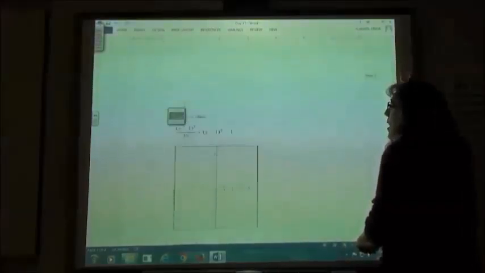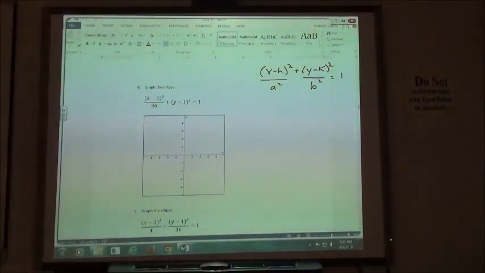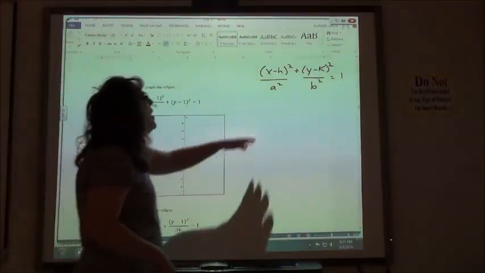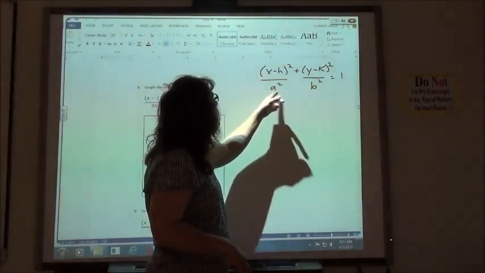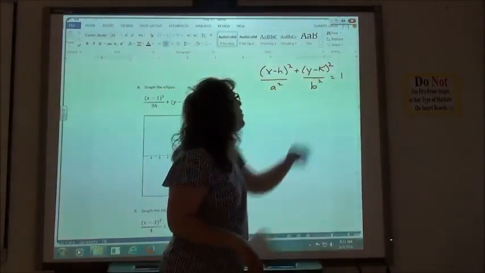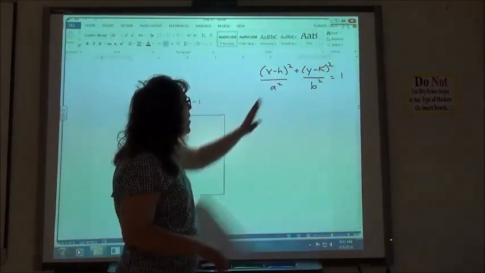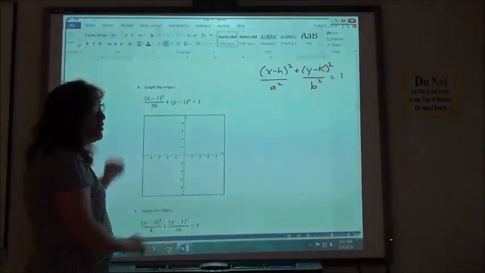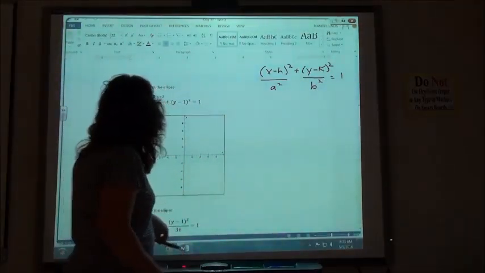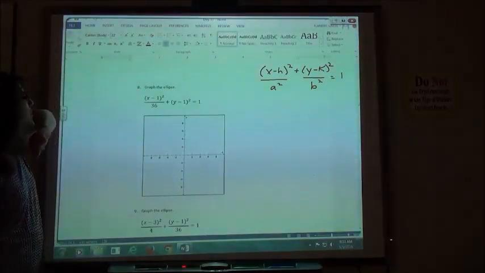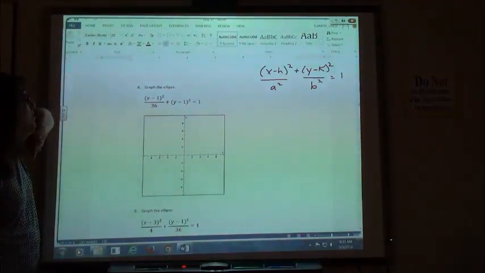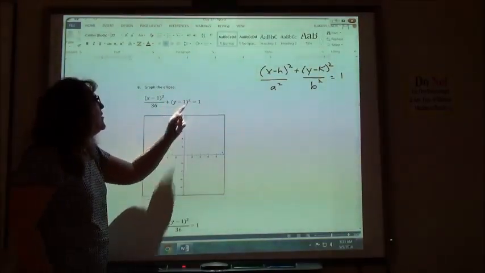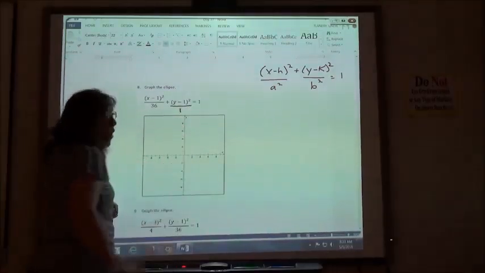Okay, so on number 8, again, we're graphing the ellipse, and just to remind you, standard form is (x minus h) squared over a squared, (y minus k) squared over b squared equals 1. If the a squared is bigger, it's going to open up longer. If the b squared is bigger, then it's going to be taller and go that way. So in this case, we have (x minus 1) squared over 36 plus (y minus 1) squared equals 1. Keep in mind here that if we made this a fraction, this would be over 1.